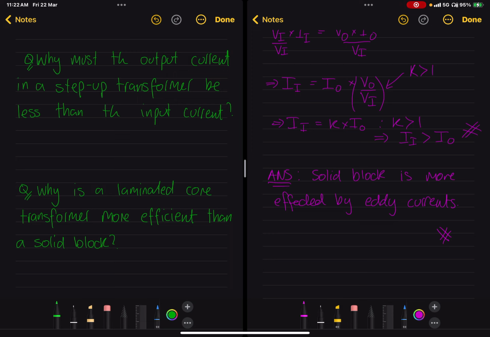So a solid block is more affected by eddy currents. Consequently, if you can avoid that design, you have fewer eddy currents. Eddy currents cause the inefficiency. Fewer eddy currents, you get more efficiency, right?